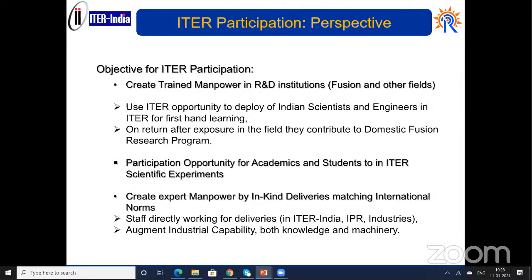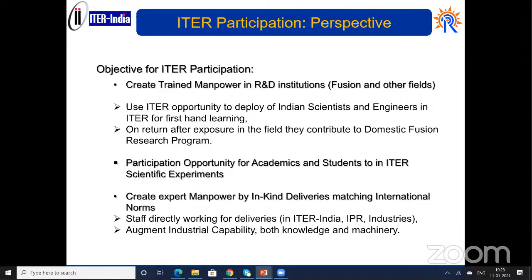As we get into the operations, at the moment we are talking only about the construction, and we will get into operation starting in 2025. Probably in 2028 we will get into serious operation of ITER, and that is the opportunity we need, to have our academics and students do scientific experiments in ITER. This is the most important part for us, and also the opportunity.